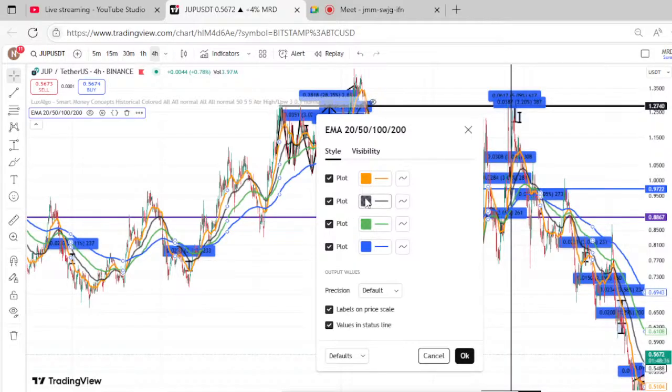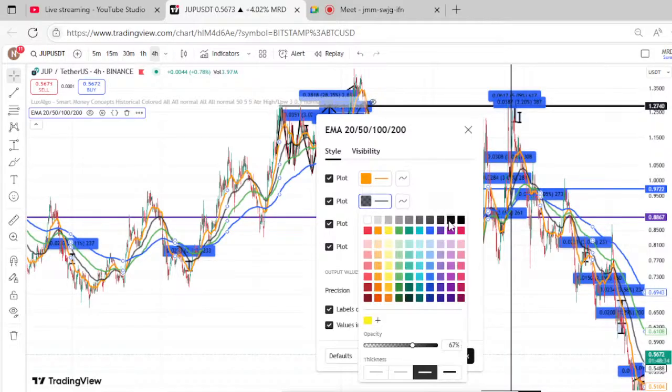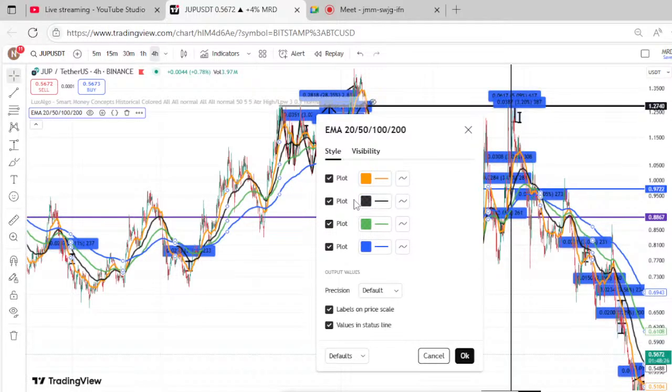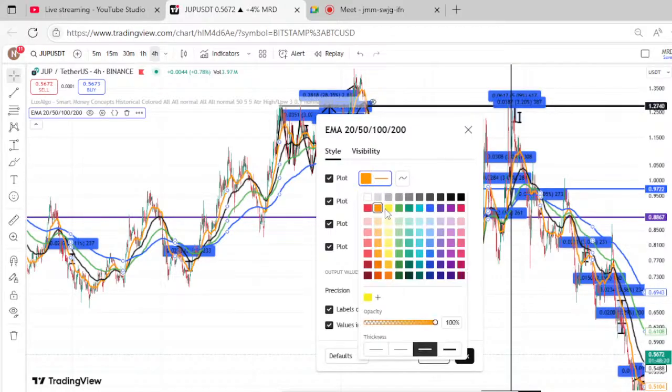So on my charts, let me make it black. Black, seriously black. Why not? Let me make it black. Plot number 2 is black and it is line 50, it is moving average 50. And this one, let me make it yellow. Yellow.